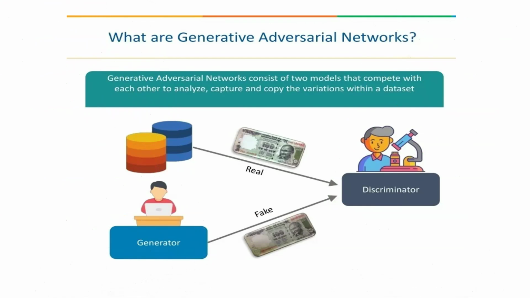In a generative adversarial network, we have two components. First is the generator, second is the discriminator. The generator's task is to generate fake images which look similar to your real images. Now what is the work of the discriminator? The discriminator's work is to discriminate, meaning classify the real images and fake images.